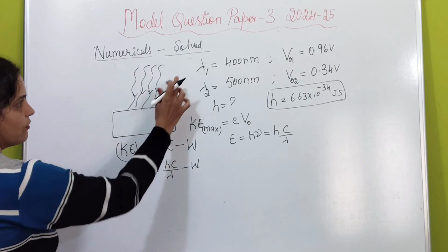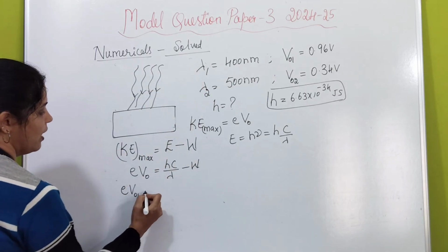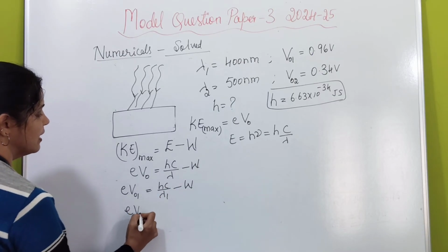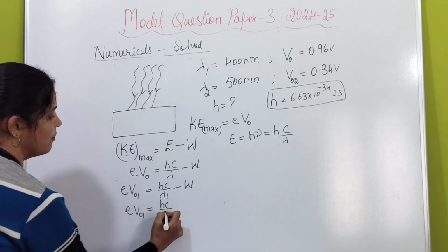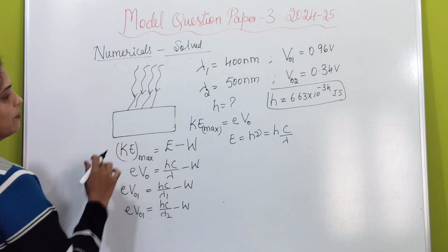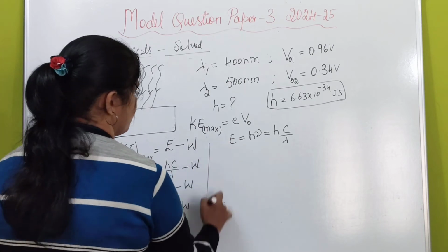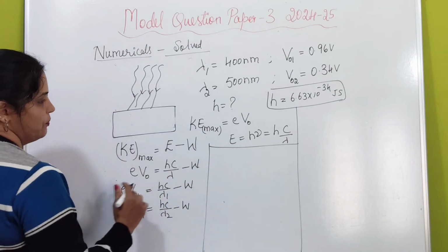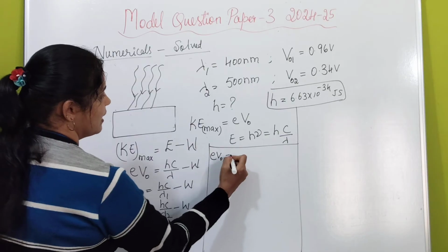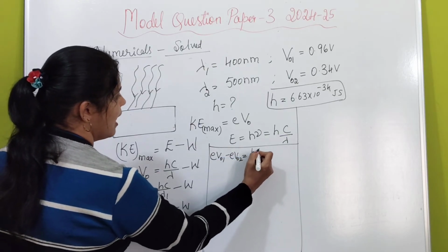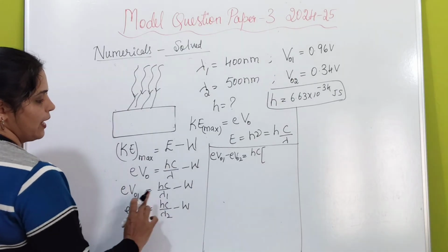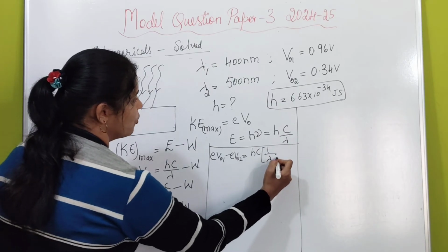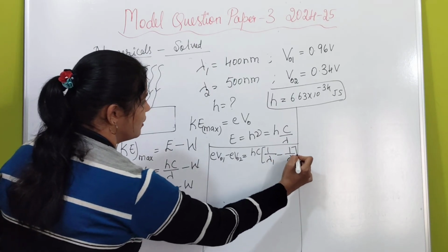So let us first write, for the first wavelength it is eV01 equals hc by lambda 1 minus W, and for the second one it is eV02 equals hc by lambda 2 minus W. W is the same, work function is the same. So therefore, let us subtract now. So eV01 minus eV02 is equal to hc common. So W gets cancelled while subtracting, W and W cancel. hc is common. Remaining is 1 over lambda 1 minus 1 over lambda 2.